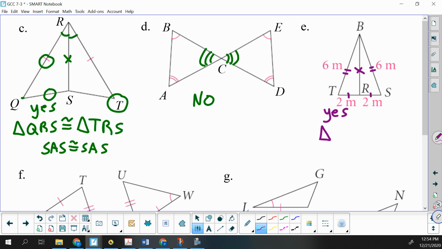Name your first triangle any order, so we'll maybe say TBR is congruent to triangle. Angle T was in between the 2 and the 6 side, so that would match with angle S in the other one. B was between the 6 and the reflexive up here, so between 6 and reflexive in the other one will also be B, and then finishes off with R. We said we had three sets of corresponding sides, so our reason would be side, side, side is congruent to side, side, side.